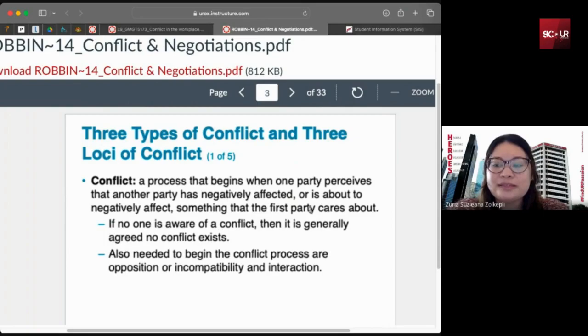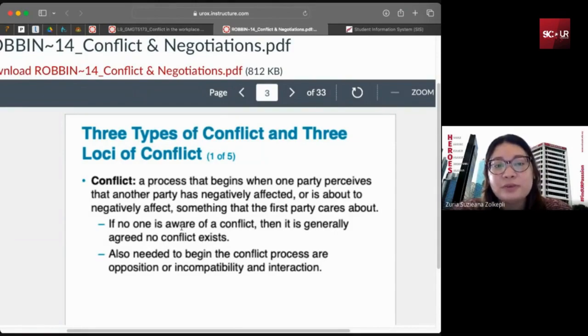So in the workplace, as we know, we have our own job, our own roles, and our own tasks. Let's say we care about this. We care about what we do. We care about voicing out our opinions and so on. So if suddenly you feel like there is some negative effect towards you, there might be a conflict about to happen.